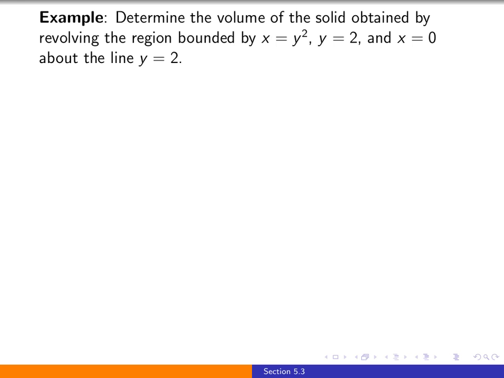So let's look at one more example. And in this example, we're going to look at something slightly different. Not only are we not going to revolve about the y-axis, we're going to revolve around a horizontal line different than the x-axis. So we want to take the region bounded by the curve x equals y squared. So that's a parabola opening to the right with vertex at the origin. Y equals 2.